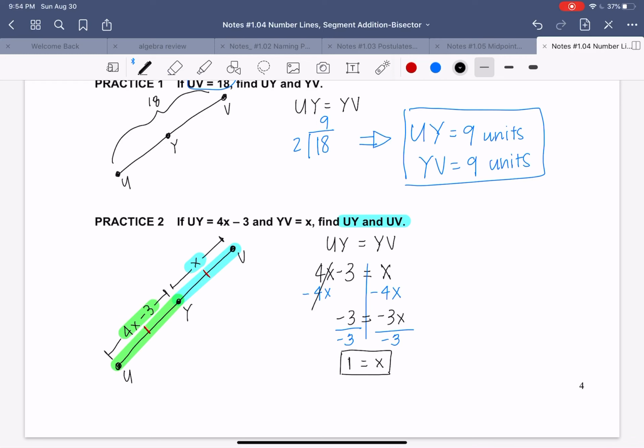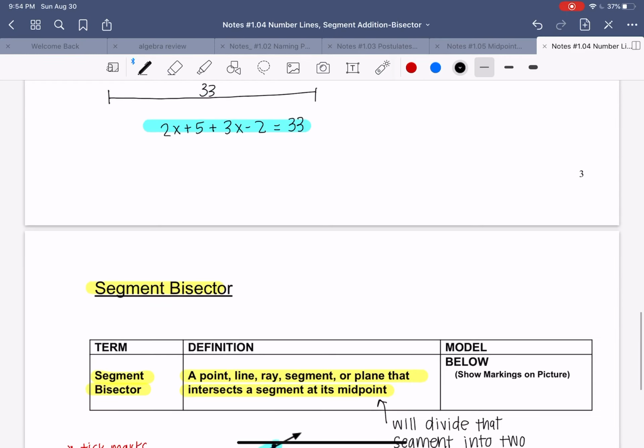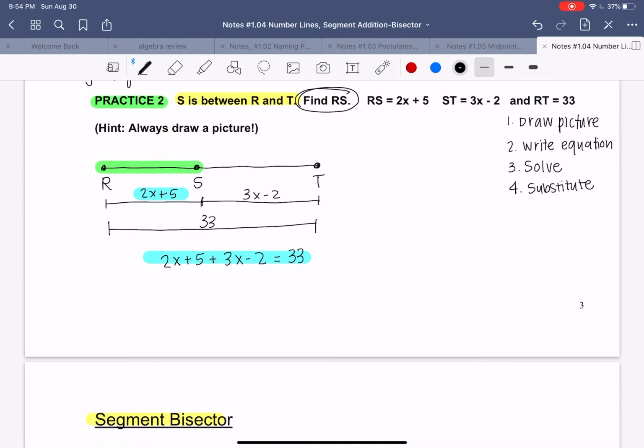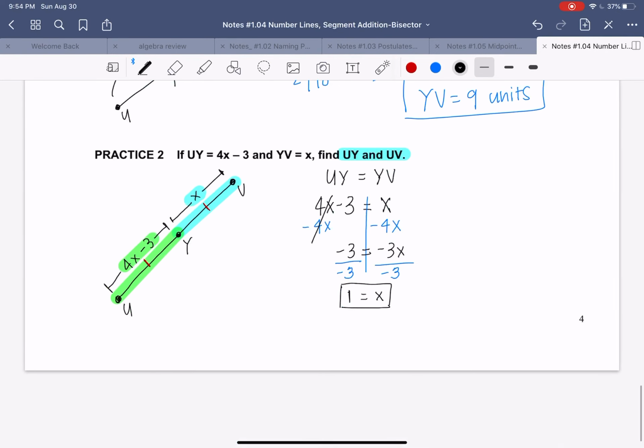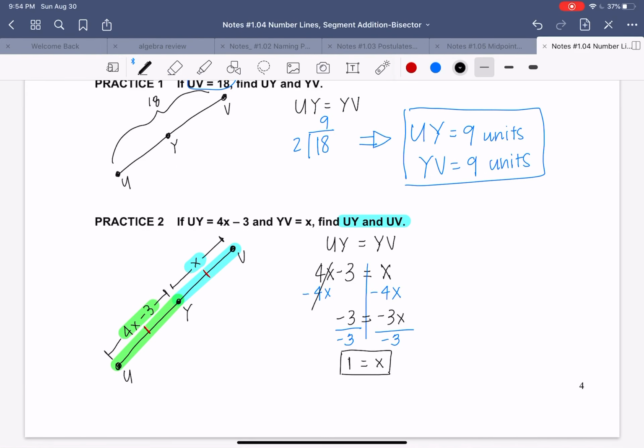So now that I know the value of x, this is what I was saying up here: I solve for x up here, and now I need to use x and substitute. I want to find UY. Well, UY is 4x minus 3. I'm going to plug in my x. So I get 4 times 1 minus 3. 4 times 1 is 4, minus 3. So UY is 1.